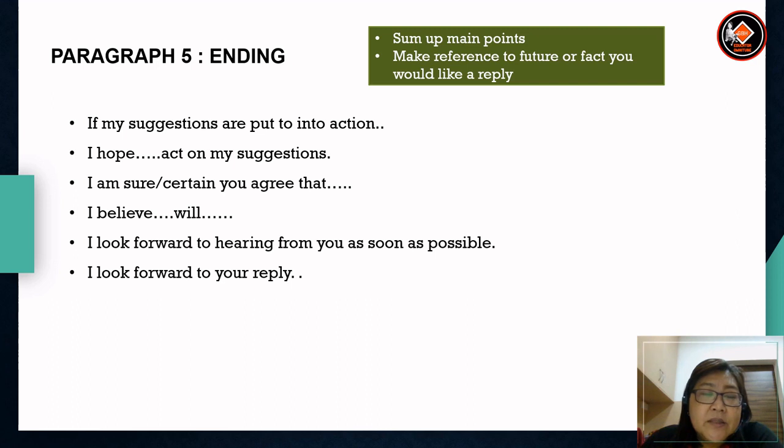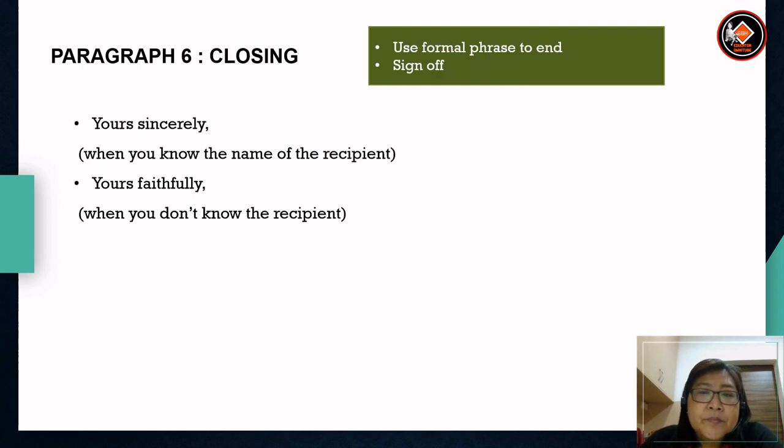Examples: if my suggestions are put into action, I hope you act on my suggestions. I'm sure or I'm certain you agree that. I believe you will. I look forward to hearing from you as soon as possible. I look forward to your reply.